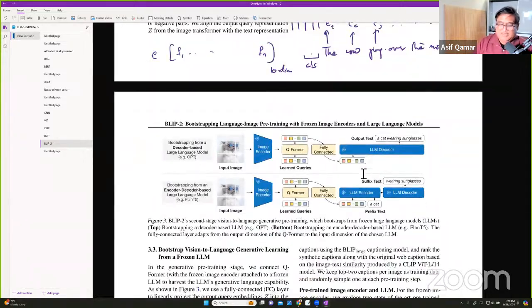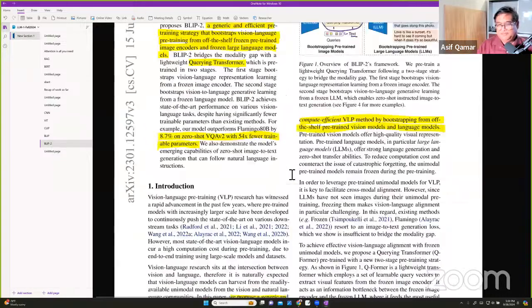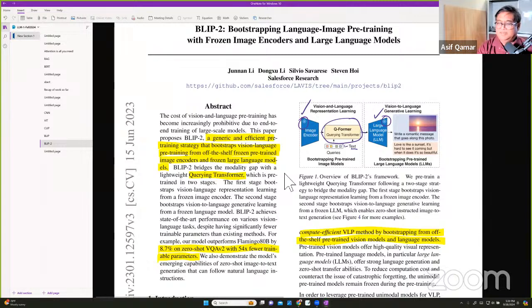And then you go to the second phase. What do you do in the second phase? In the second stage, vision to language generative pre-training, which bootstraps from a frozen pre-trained LLM, and an encoder-decoder based LLM. So there will be one problem there. Your Q-former is going to produce a vector. A Q-former may produce the ultimate vector, which is image grounded text and all of that nice things, but there is a problem. Based on which LLM you use, they all expect inputs of a different size. So how do you align the two?